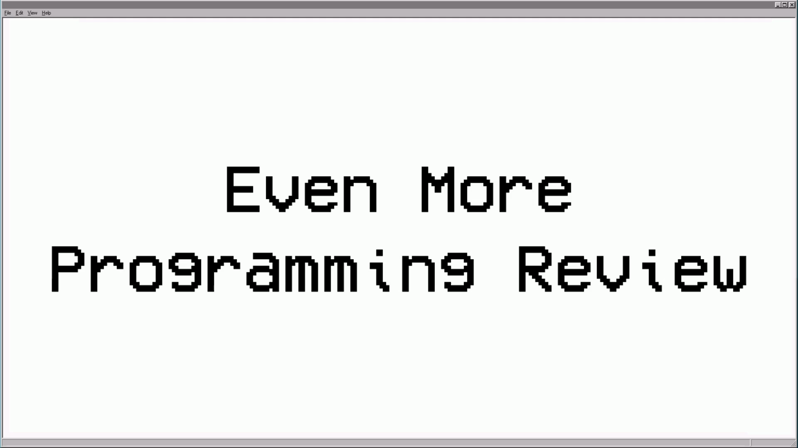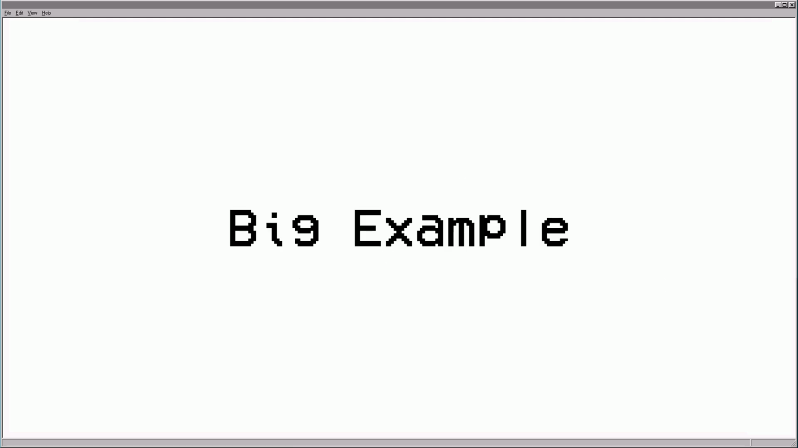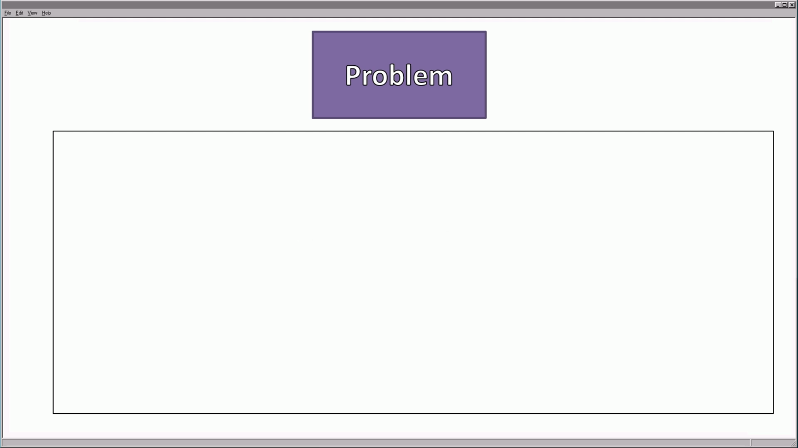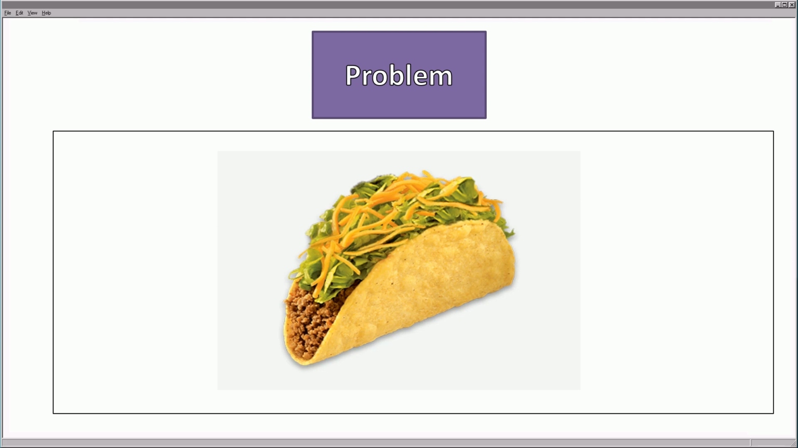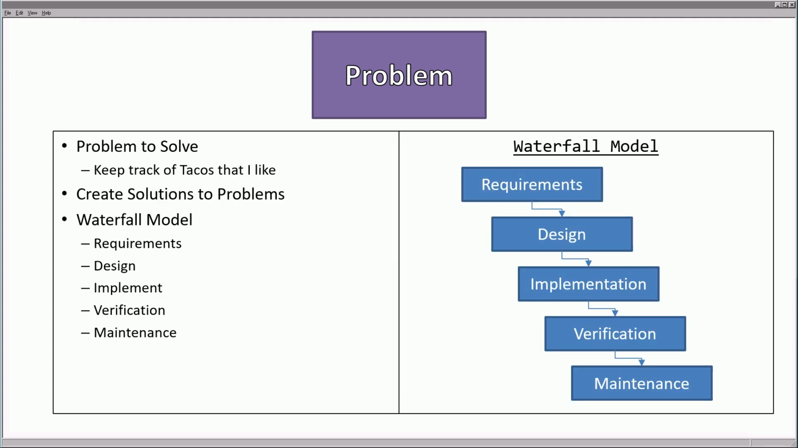Today, we're going to go over even more programming review with a big example. Here's the problem that we are going to address. I like to travel around, and while I travel, I like to eat tacos, one of the world's most perfect foods. Now, the problem is I want to keep track of all of those tacos that I've eaten. And I want to keep track of information about them, like the name of the taco, the location that I found it, and also the price of the taco.